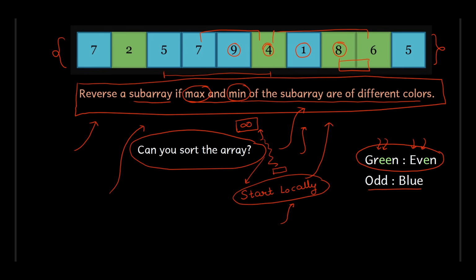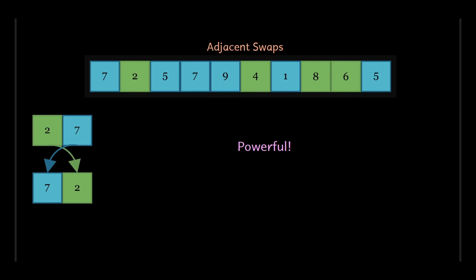To start locally, let's consider all the subarrays of length 2, because these are the minimum length subarrays that you can swap. So when can you swap that? If both of them are of the same color, of course you cannot swap, because one would be the minimum, one would be the maximum. So if you have adjacent elements of different colors, you can definitely swap them.